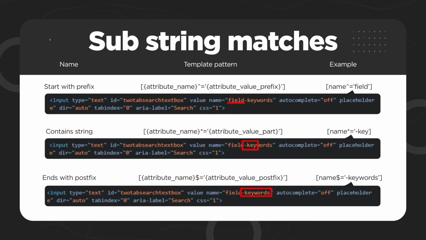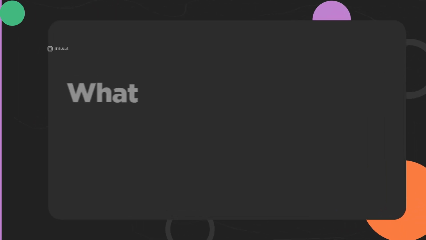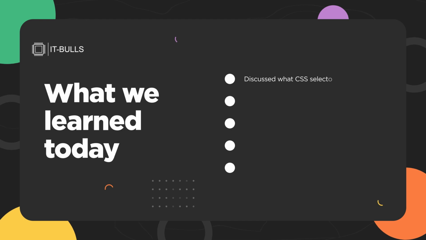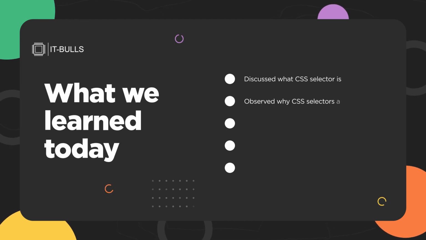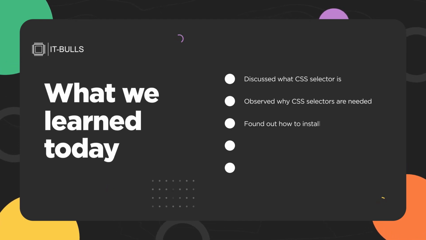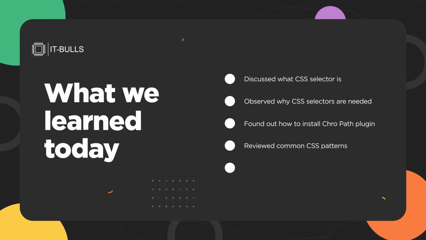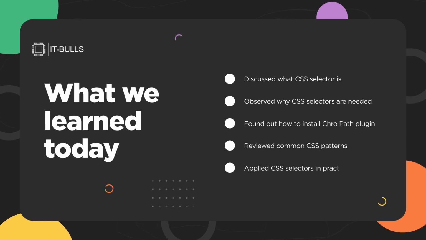There are a lot of modifications and combinations of CSS selectors apart from what we learned today, and I still advise you to use CSS selectors as simple as possible to improve their readability and increase your test resistance to external changes. Let's sum up what we did today. We learned the following. Discussed what a CSS selector is. Observed why CSS selectors are needed. Found out how to install the ChroPath plugin. Reviewed common CSS patterns. Applied CSS selectors in practice.